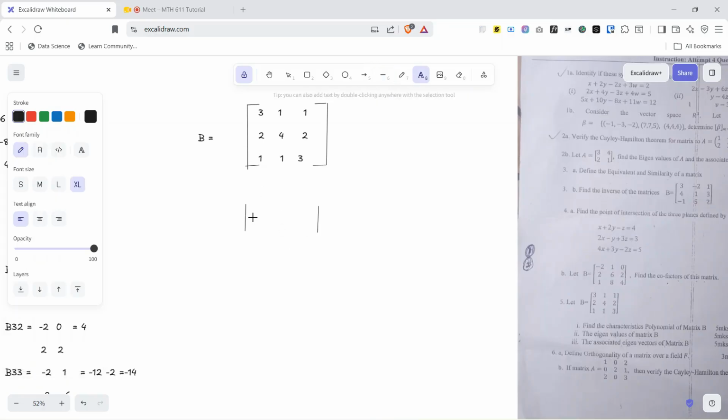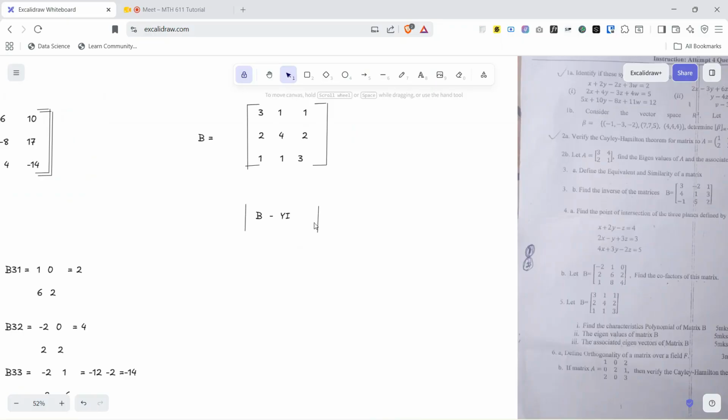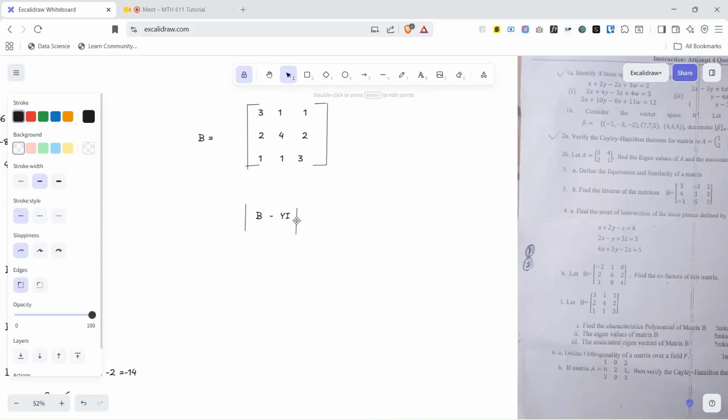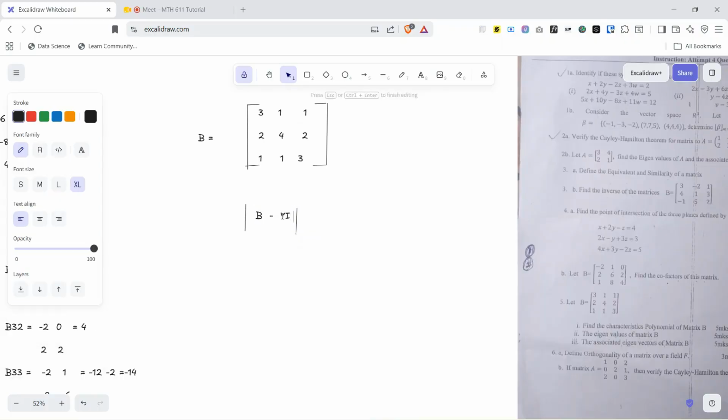It's something like this. B minus lambda. I said we should represent this with lambda. So when you are writing it, make sure you write lambda in your notes, but I'm representing this with lambda. B minus lambda I equals 0.